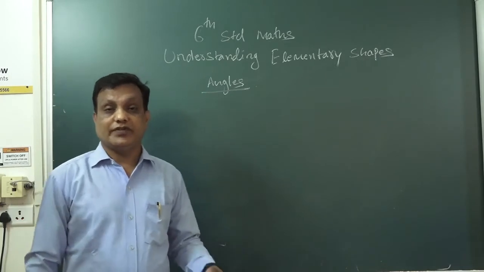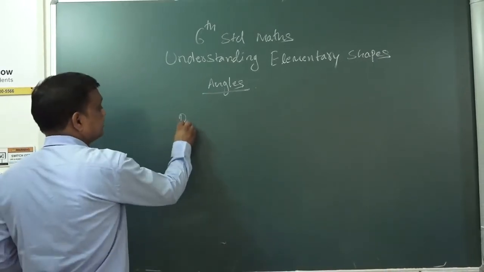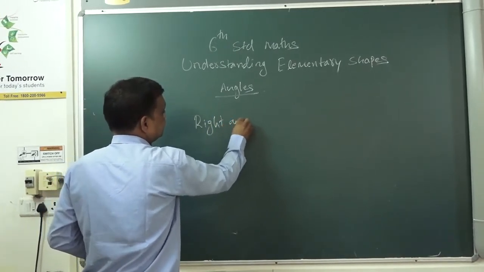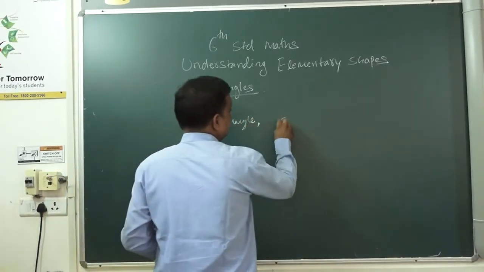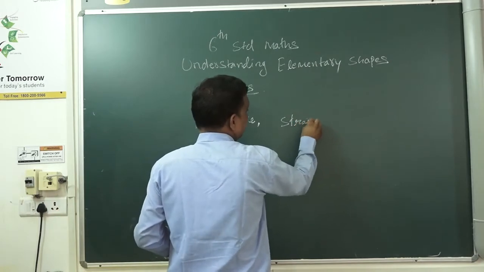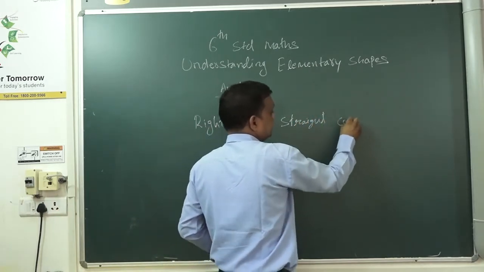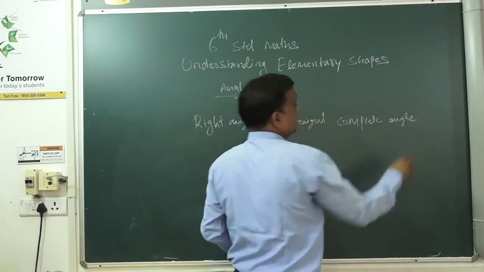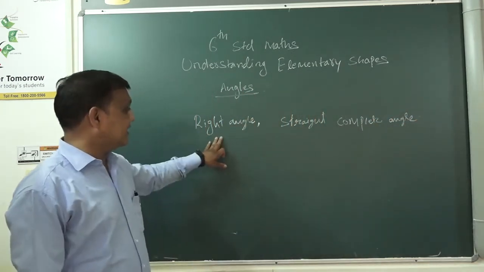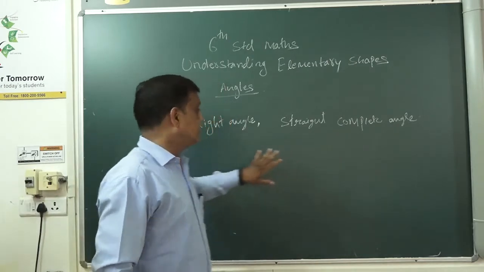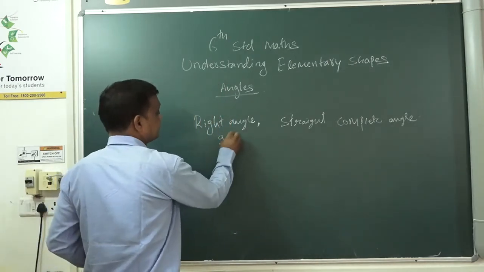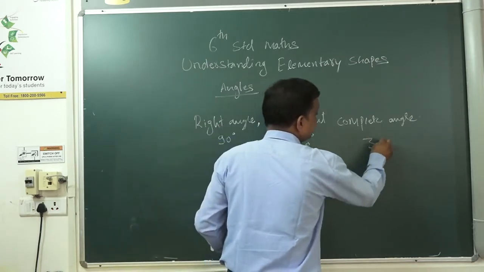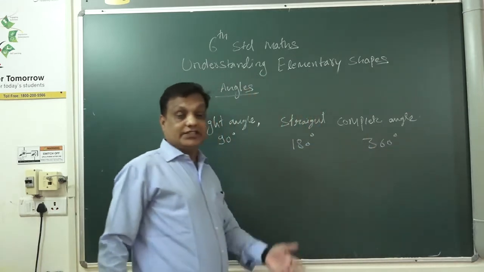Hello friends, today again we are learning 6th standard maths, understanding elementary shapes. In the previous class we saw right angle, straight angle, and complete angle. You know that right angle means 90 degrees, straight angle means 180 degrees, and complete angle means 360 degrees. Now we will see some more.